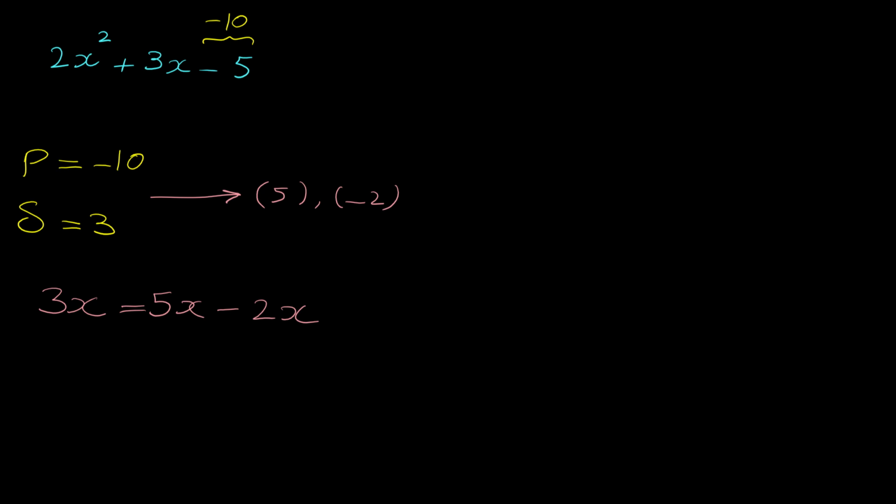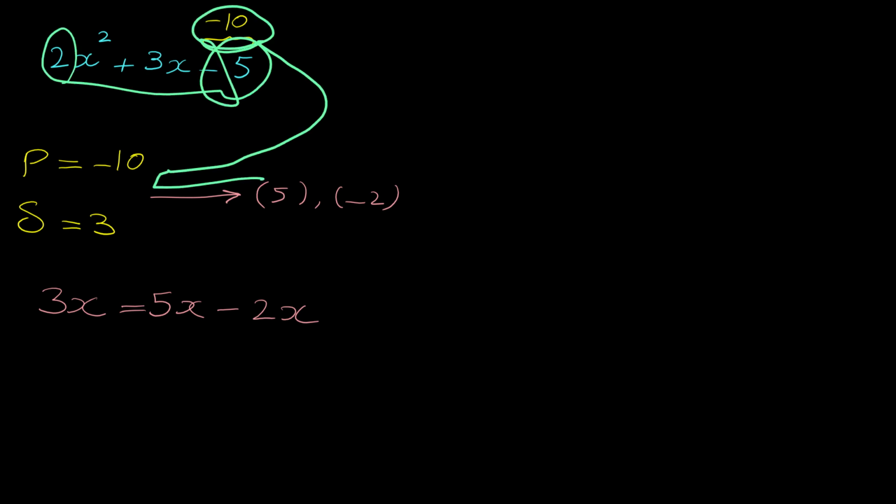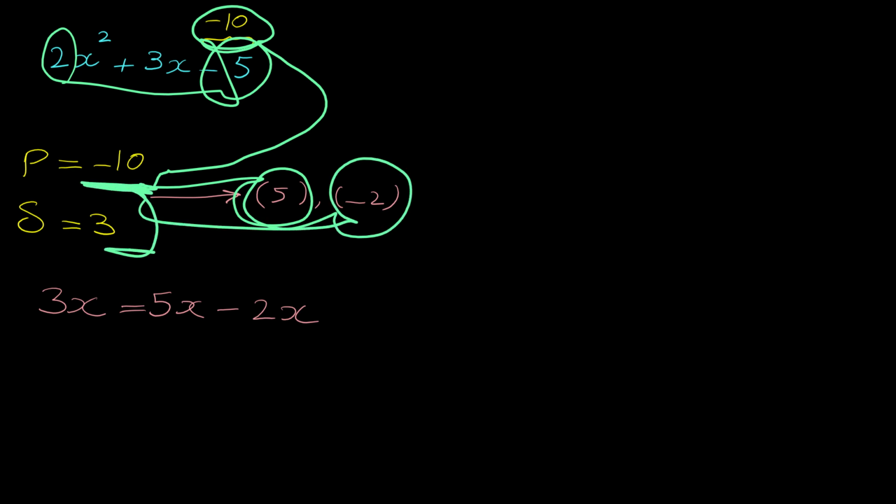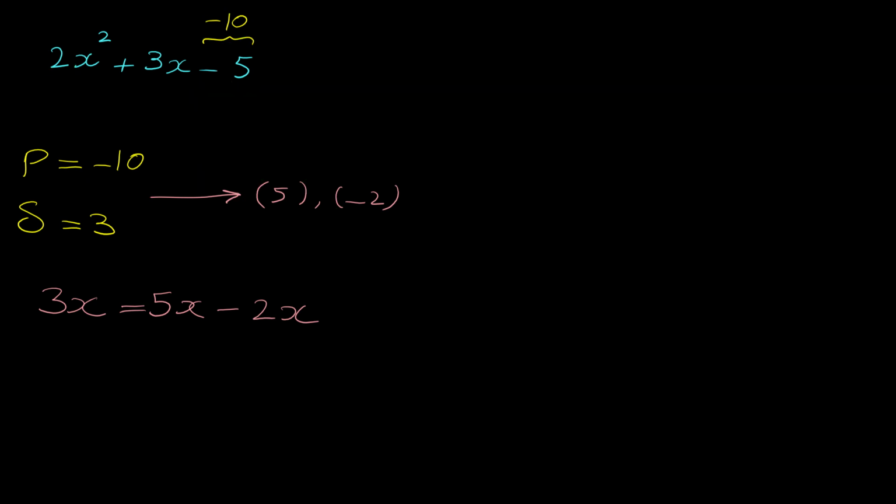So we write the middle term in the form of 5x minus 2x. Let's review the process up to here. First we multiply this number by this number. We get a new number. Then we look for two numbers that their product is negative 10, their sum is 3. Those numbers are 5 and negative 2. Then we write the middle term, 3x, as 5x minus 2x.